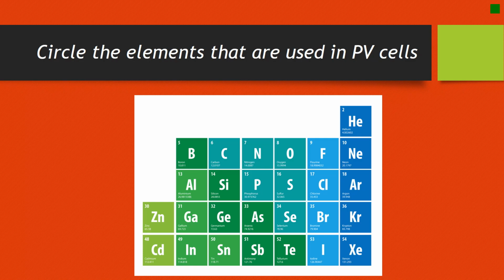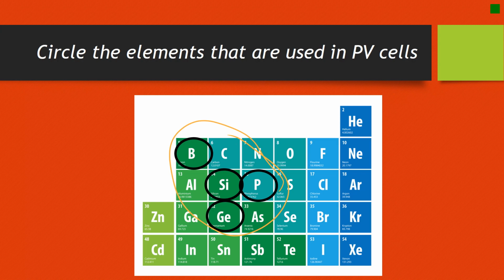So let's circle the elements that are used in PV cells. Remember, there are 4 of them. And if you look at them, what do you notice about them on the periodic table? Well, you should notice that they are all relatively close to one another, and that makes sense when you look at a periodic table, that things that are close to each other have similar properties.